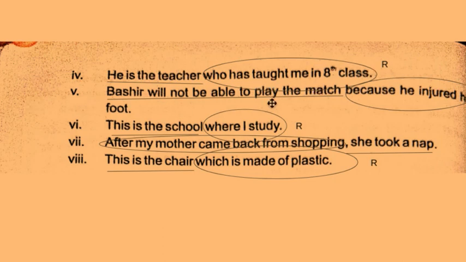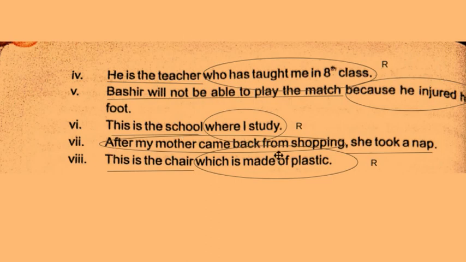Bashir will not be able to play the match because he injured his foot. Bashir will not be able to play the match is the main clause, and because he injured his foot is the subordinate clause. This is the school. This is the main clause. Where I study is the subordinate clause. This also contains the relative clause because this is the school where I study. It contains where. Where is a conjunction which is used in relative clause. If it was not a relative clause, we would have said this is the school I study here.